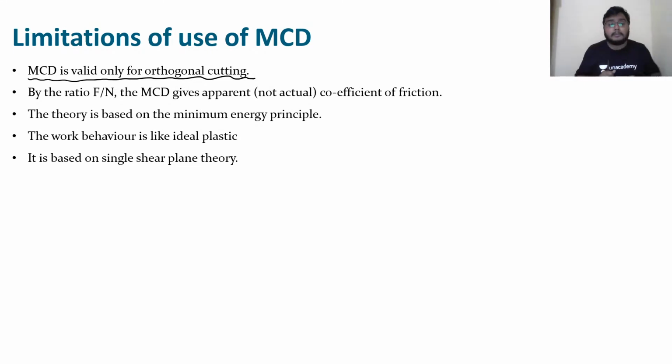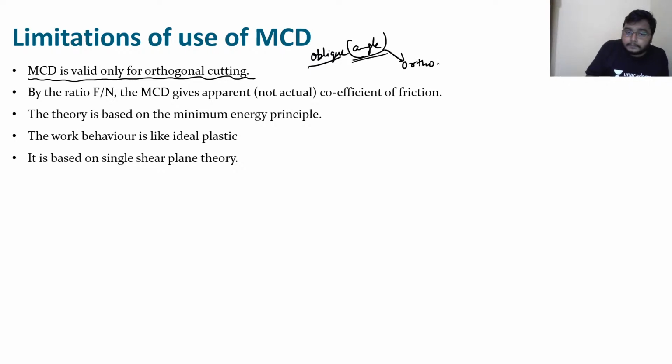So what is the alternative? What we can do? We can convert the oblique angles, whatever the angles or the things are there in case of oblique cutting, to the orthogonal cutting. And once we convert those oblique parameters to orthogonal parameters, then we can apply this MCD, right? So the first limitation is MCD is valid only for orthogonal cutting. Next is by the ratio of F by N, the MCD gives apparent, not actual, coefficient of friction, right?